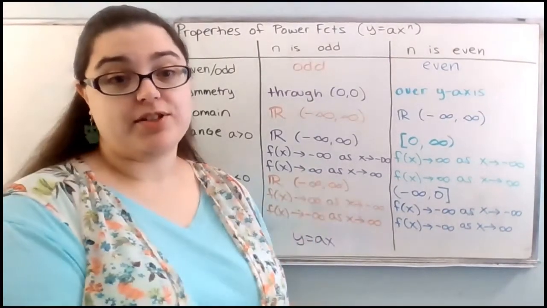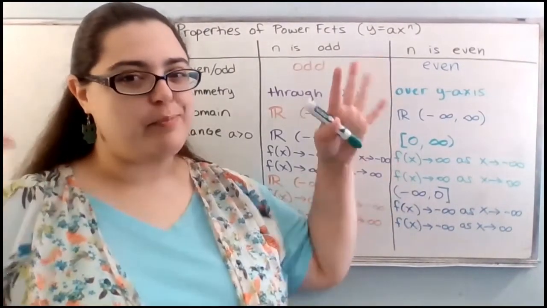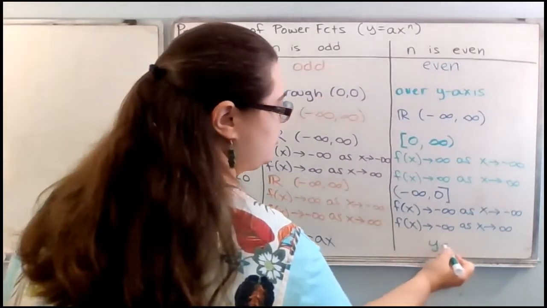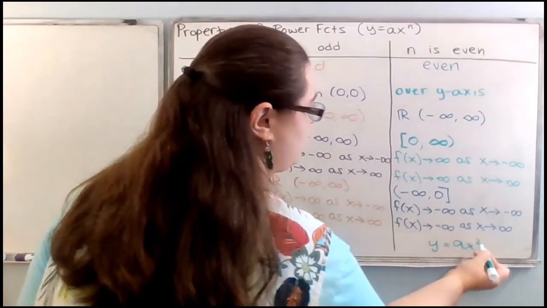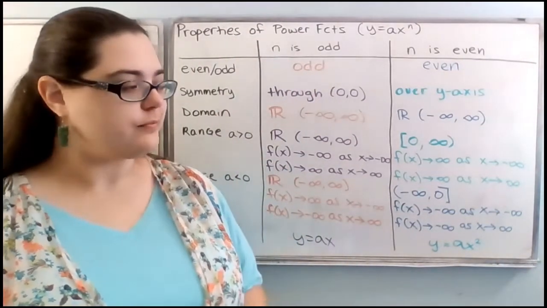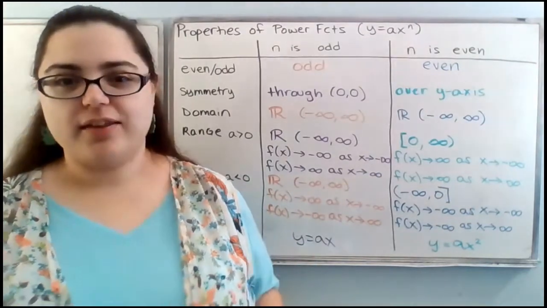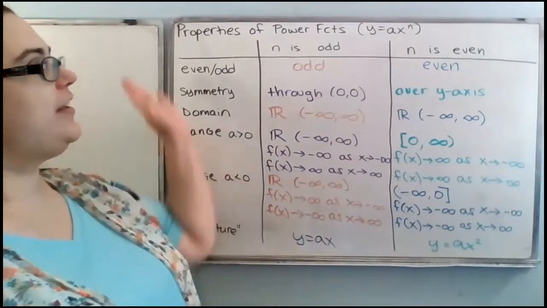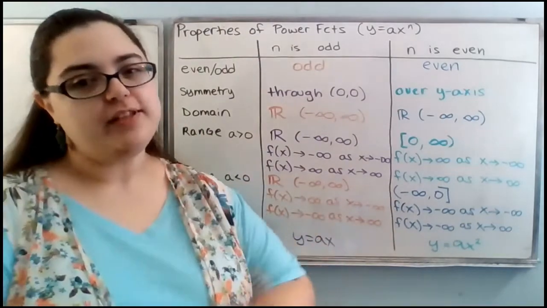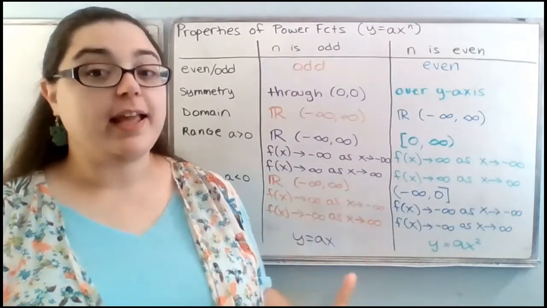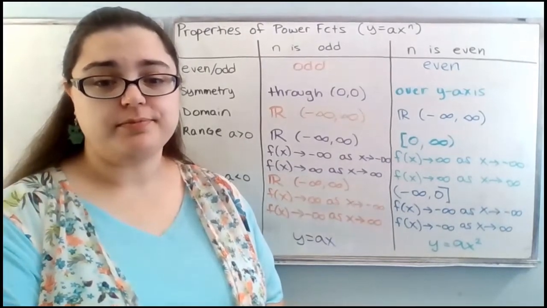So to help me picture even power functions, what's happening on the ends, I'm going to think of y equals ax squared, the most basic even power function that I can think of. All right, so now that we've discussed some properties of power functions, let's put this to use and use it to help us determine the end behavior of polynomials.